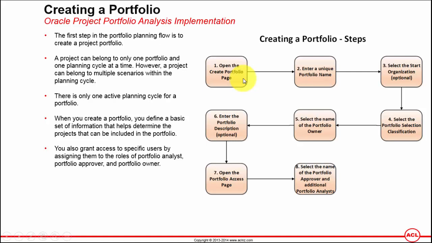And as we understood in the last movie, while you're creating a portfolio, you have to define the basic set of information, which includes the class category of the portfolio, and the organization, which determines the eligibility criteria of the projects that would be included as a part of the portfolio. And then you grant access to the end users to determine who can access the portfolio.